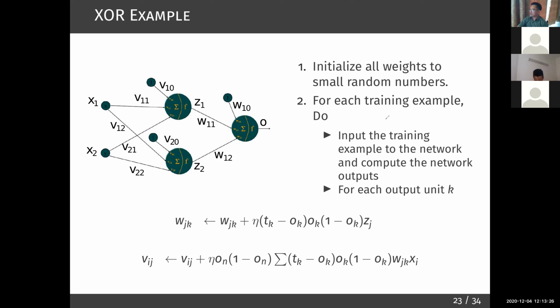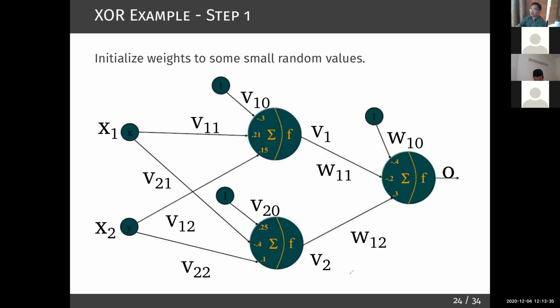So again, I just continue to compute this one, we will use these equations. Now, we initialize the weights to some random values. So the value of V10 is minus 0.3, V11 minus 0.21, and V12 is 0.15. Okay, and V20 is 0.25, V21 0.24, V22 is 0.1.